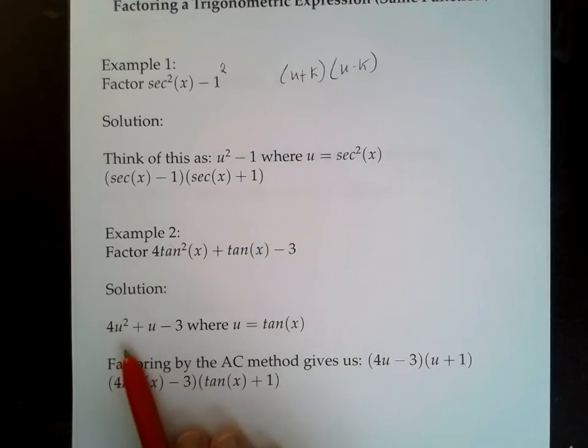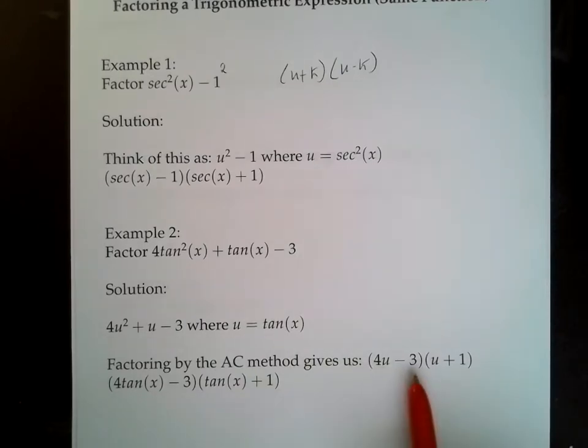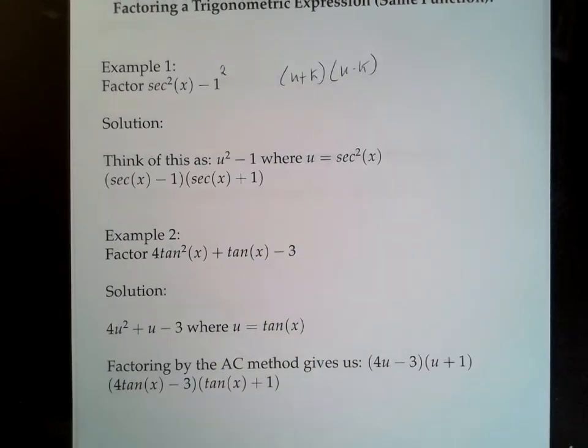And from here, I can solve this several different ways. I can use the quadratic formula to factor this. I can use my rational zeros theorem to factor this, or I can use what is typically called the AC method to factor this. And what this is going to give me is 4u minus 3 and u plus 1, or 4 tangent of x minus 3 tangent of x plus 1, because I'm just going to plug that u back in for tangent at the end.